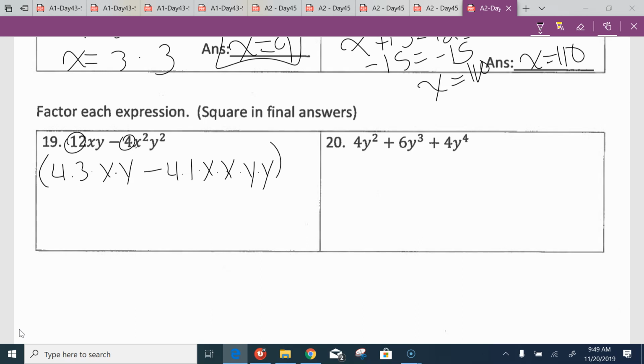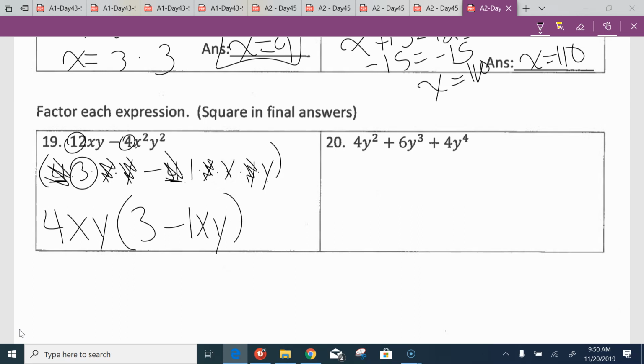What's common to both terms? On the left side, I have a 4. On the right side, I have a 4, so I'm going to take them out. I'm going to scratch them out. And then I also have a single x here, a single x here. I take out one x from both sides, a pair of x's. And then I have a y here and another y here to take out, so a pair of y's. The remainder is this positive 3 minus 1 times x times y. 1xy, you could just say xy also, that's fine. So here's our first solution.